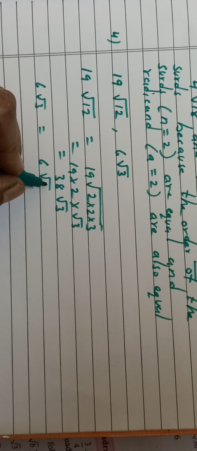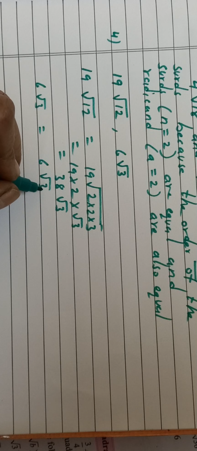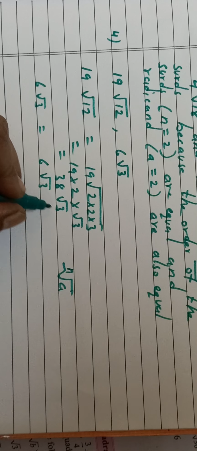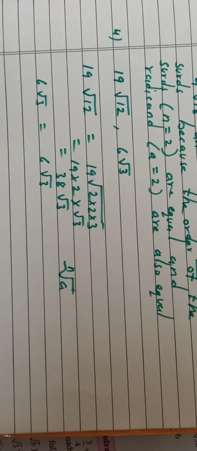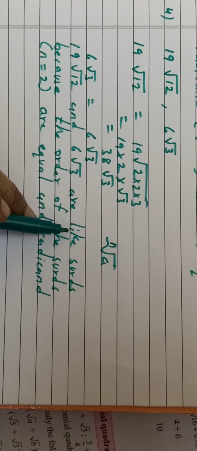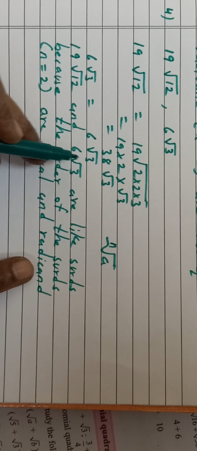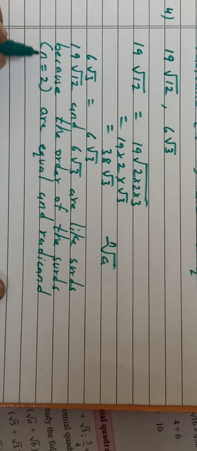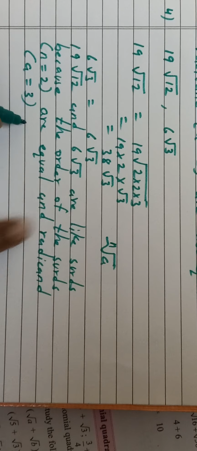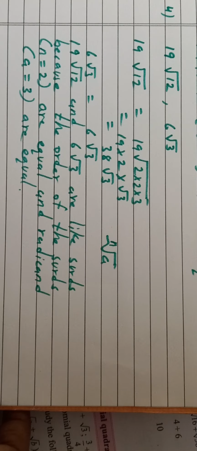So 6 root 3. Again here the order is the same, 2 and 2, and the radicand is the same. The nth root of A. The radicand is the same, the order is the same. So they are like surds. So I will write it down. I have written that they are like surds because the order of the surds, that is n is equal to 2, are equal. And the radicand is here also 3 and here also 3. And radicand means, in bracket, A is equal to 3, are equal. This is the way you can do the fourth example.